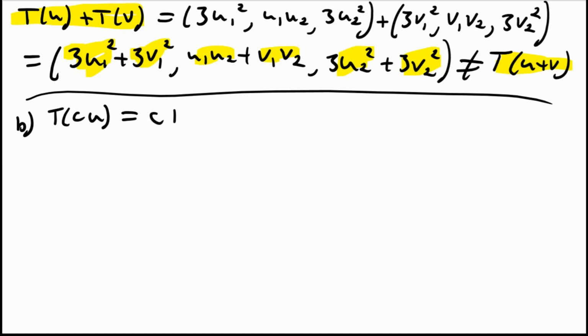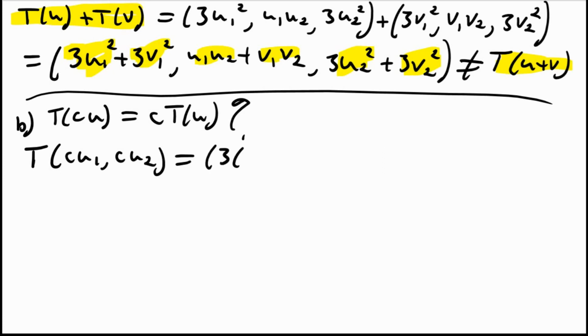And then if you look at the next term, in terms of T of Cu, is that equal to C times T of U? Here we have T of C times U sub 1 comma C times U sub 2. That gives us the first term times 3, and then we square. So this is 3 times C U sub 1 squared, comma, C squared times U sub 1 times U sub 2, comma, 3 times the second term squared. The second term includes the C. This is C times U sub 2 squared.